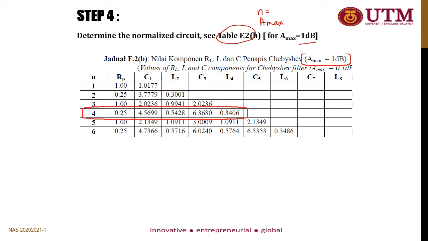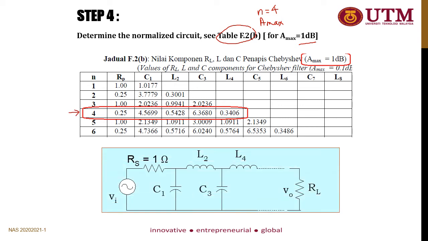So in this case, your n equal to 4. So refer to n equal to 4. See how many components you have in your circuit. So your source, and then you have up to L4. So C1, L2, C3, and L4. Don't forget to write down the values inside your circuit.